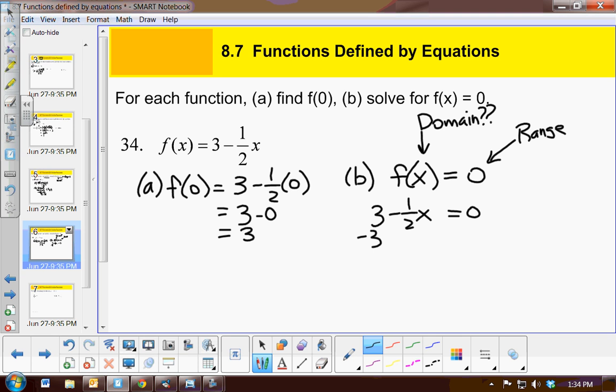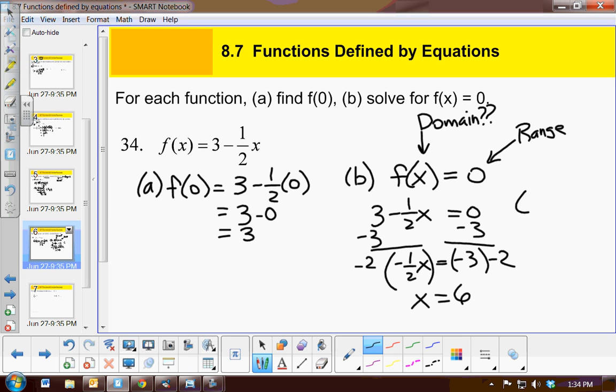So we're going to use the subtraction property first. So we get negative 1 half x equals negative 3. And now we're going to use our property of reciprocals. The reciprocal of negative 1 half is negative 2. So whenever you multiply a number by its reciprocal, it's just 1. So I get 1x equals 6. So in this example, the domain is 6 when the range is 0.